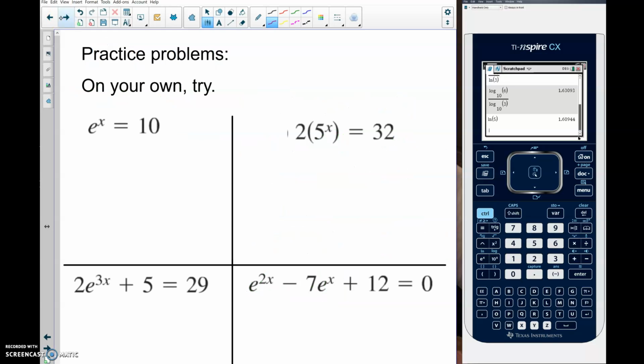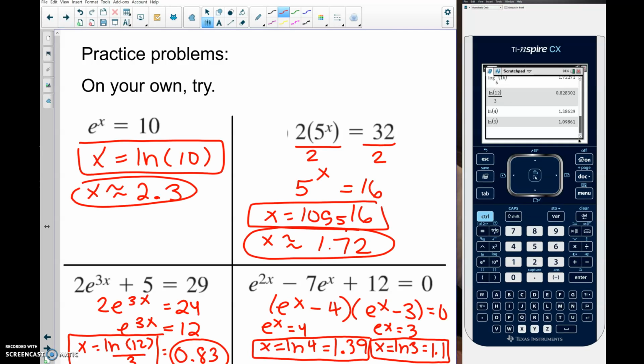There are 4 practice problems here. Try these out and I will post the answers in a few seconds. So hit pause and then check your answers with my work. Here are the answers to the 4 practice problems. I wrote both of the estimates and the exact answers.